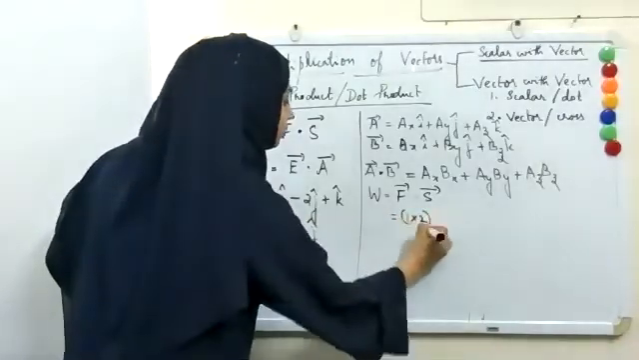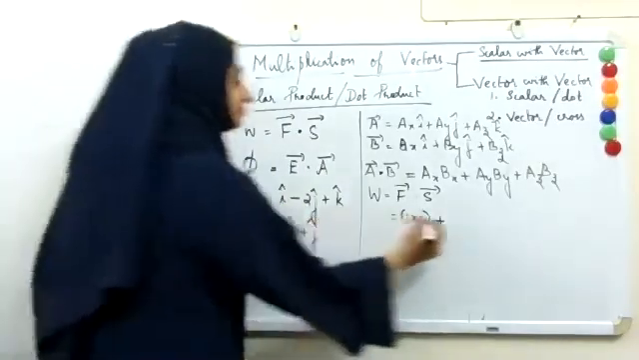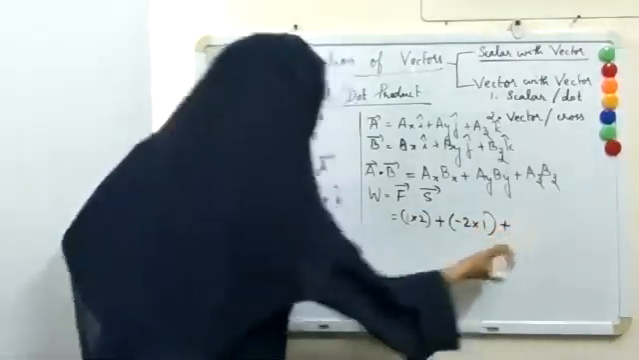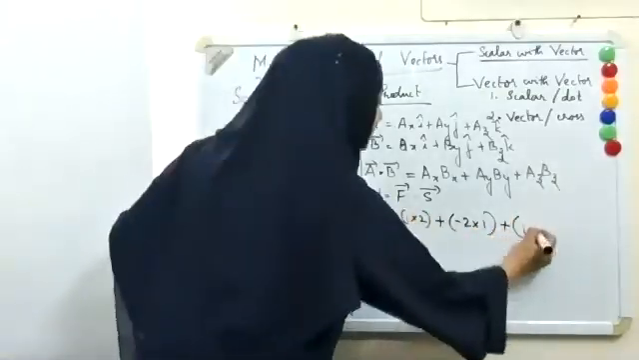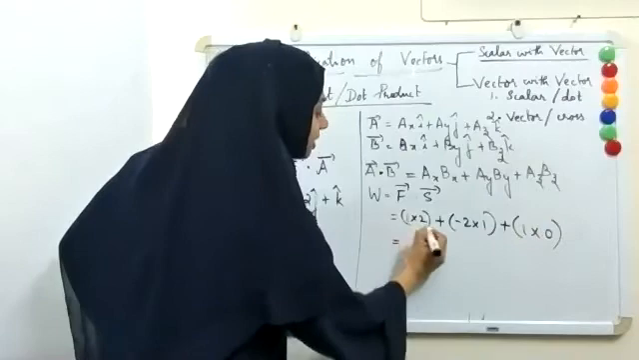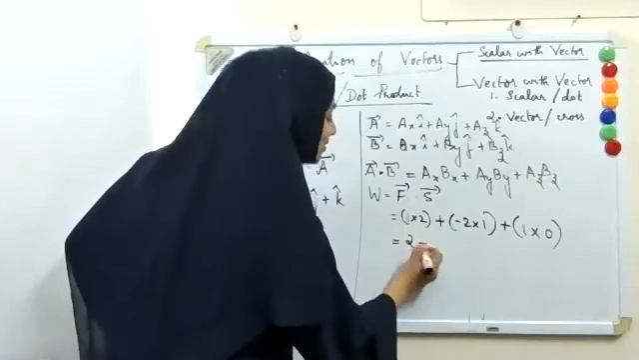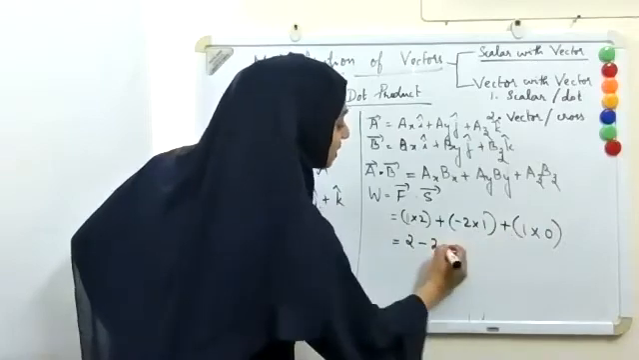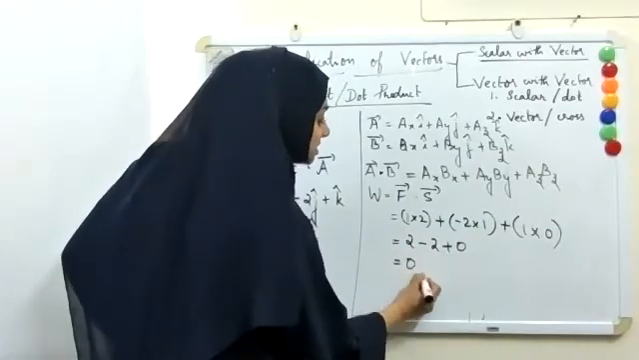1 times 2 plus, what is the component here? Minus 2 times 1. Plus, what is the component here? 1 times 0, 0. So you got 1 times 2 is 2, minus 2 times 1 is 2, so 2 minus 2 plus 0. So this is equal to 2 minus 2, which is 0.